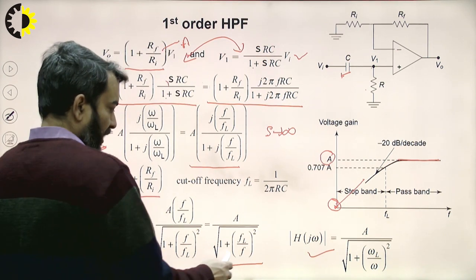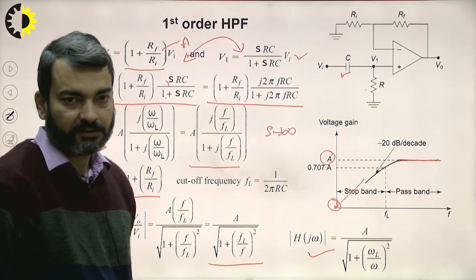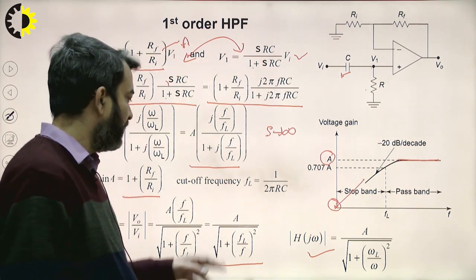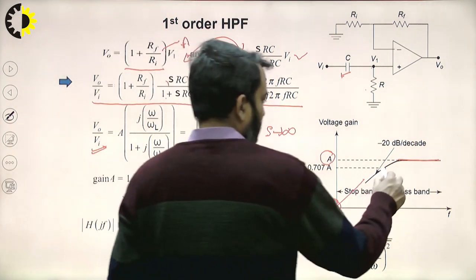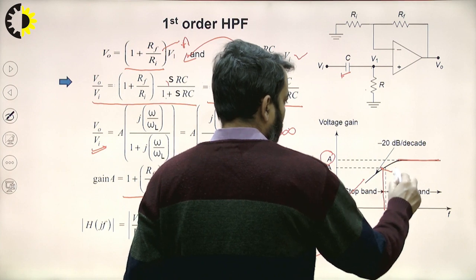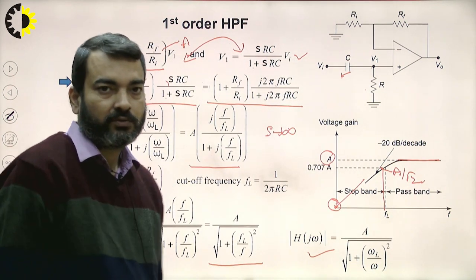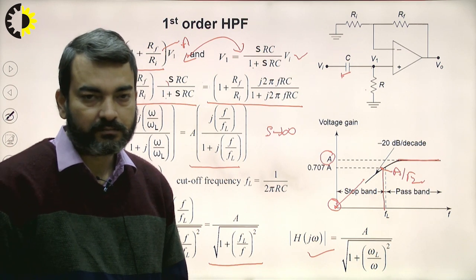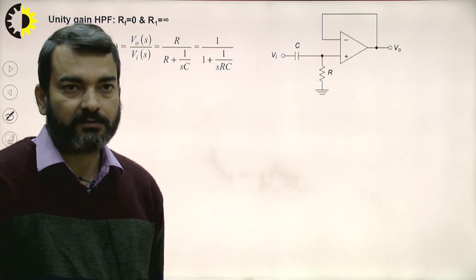Again, if we put f is equal to fL, meaning what is the gain at cutoff frequency? We will get A by root 2. So this way we can check the functionality of high pass also.